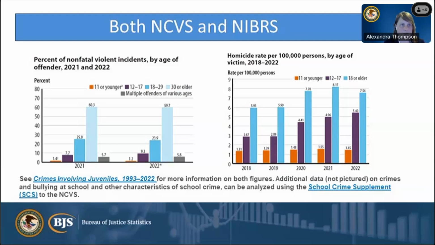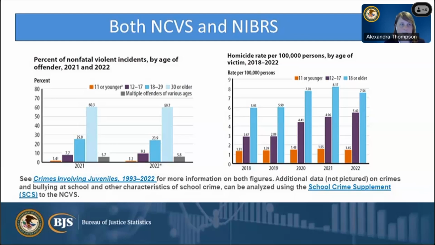Obviously, the school crime supplement, which we just talked about, relates to this as well. None of these data are school crime supplement data, but that also factors into youth and crime, so you can use the SCS as well, in addition to the core NCVS and NIBRS.